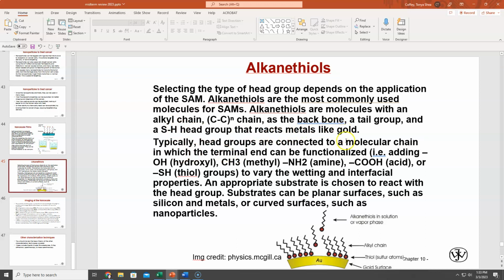The head groups are going to connect to the molecular chain, and then the terminal end can be functionalized. So you can add a hydroxyl, a methyl, an amine, an acid, or a thiol group. And by changing that tail group, you're varying the wetting and the interfacial properties, the chemical reactivity, that kind of thing. So an appropriate substrate is chosen to react with the head group, and substrates can be planar, like silicon and metals, or curved, like nanoparticles.